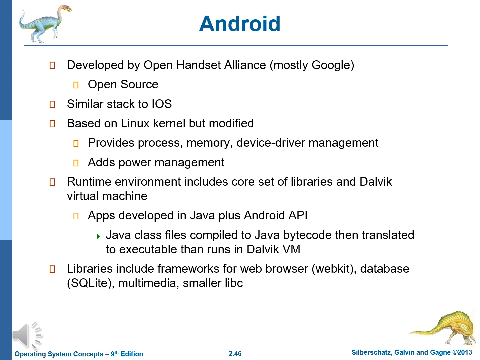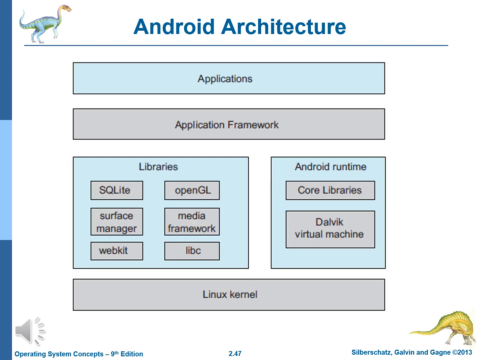The set of libraries available for Android applications include frameworks for developing web browsers, WebKit, database support, SQLite, and multimedia. The libc library is similar to the standard C library but is much smaller and has been designed for the slower CPUs that characterize mobile devices. This figure shows the structure of Android.